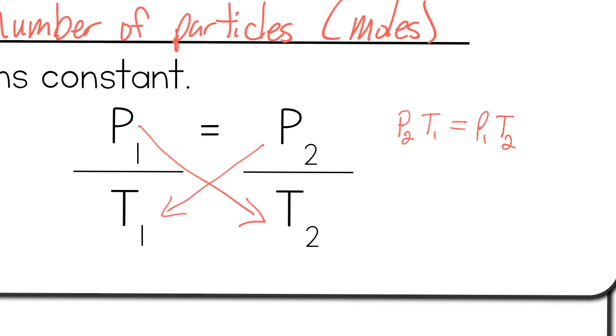Now I would just isolate my variable. Let's say that T1 is my unknown. In order to get it isolated, I'm going to divide by P2. If I do it to that side, I'm going to do it to this side, P2. So basically what I'm doing is I'm taking whatever is next to my unknown and I'm sliding it underneath and dividing the other side by it.